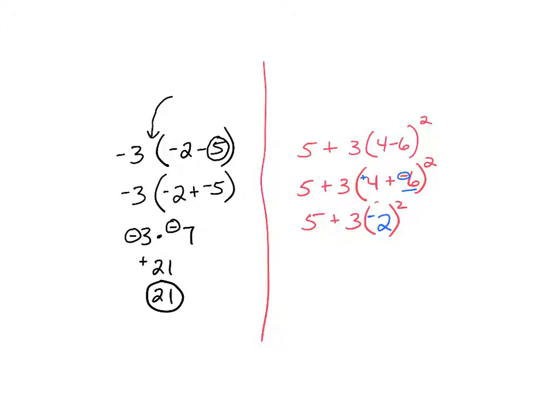So I have negative 2 squared. Negative 2 squared means negative 2 times negative 2. The signs are the same, so I have a 4. So now I have 5 plus 3 times 4. According to the order of operation rules, I'm going to have to do my multiplication first. 3 times 4 gives me 12, and then I have 5 plus 12. My final answer to this problem is 17.